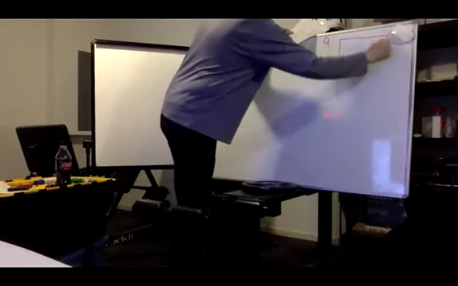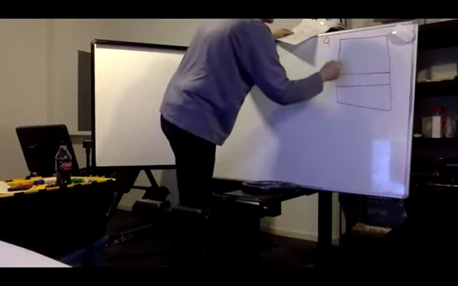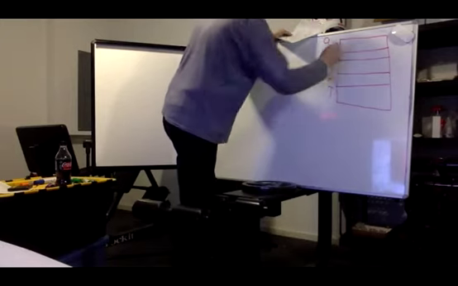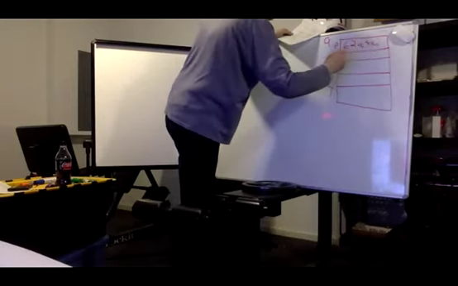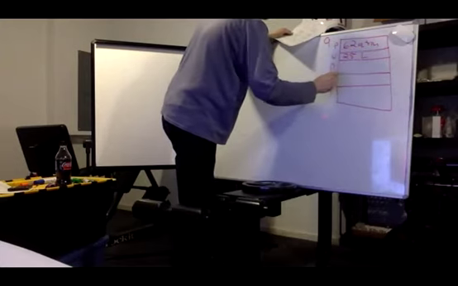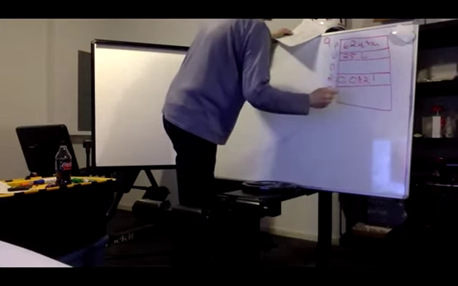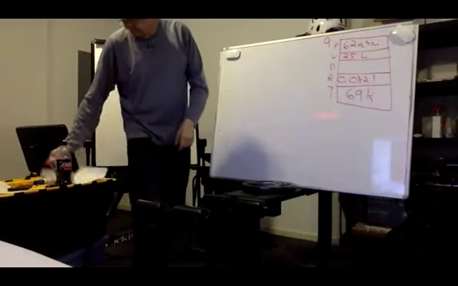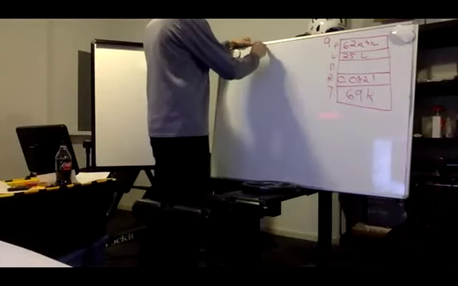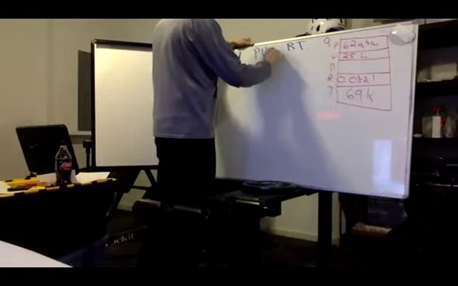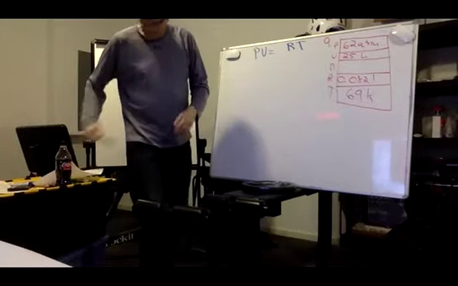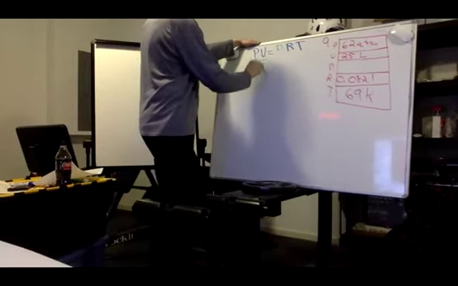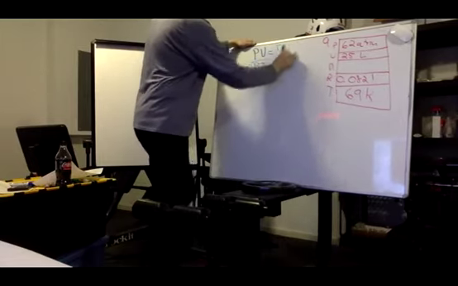Nine. 62 atmospheres, 25 liters, blank, 69 K. Solving for n. If you get n by itself, well, RT is upstairs, RT goes downstairs.